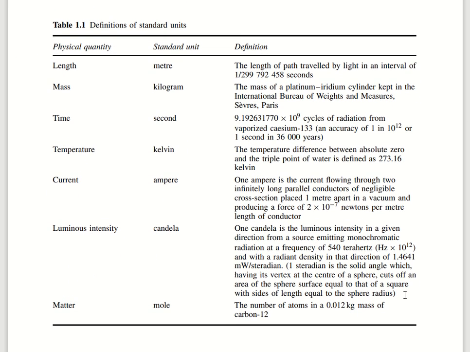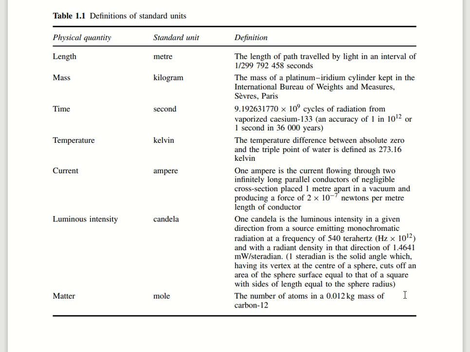And here we have the definition of standard units, how they got defined, right? Length has the meter, and as we discussed, how did it get defined? The length of the path traveled by light in an interval of 1 by 299,792,458 seconds. So light travels a meter in this much of a second. You can imagine how fast light is.